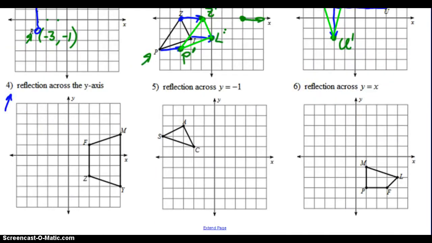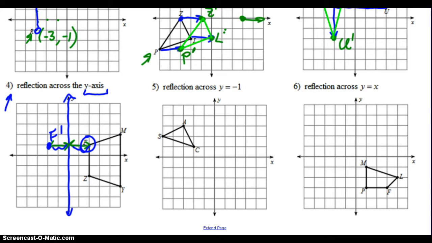Well, number 4 asks us to reflect across the y-axis. The most important thing to identify is the axis of symmetry. And so that is the y-axis. So let's highlight that right now. Here's the y-axis. Now, one of the most important things to know about reflections is that the distance from the pre-image to the axis of symmetry will be the same as the distance from the post-image, or the image, from the axis of symmetry. So if this is F, and it's 2 units away from the axis of symmetry, the y-axis, then my image, F prime, is going to also be 2 units away.